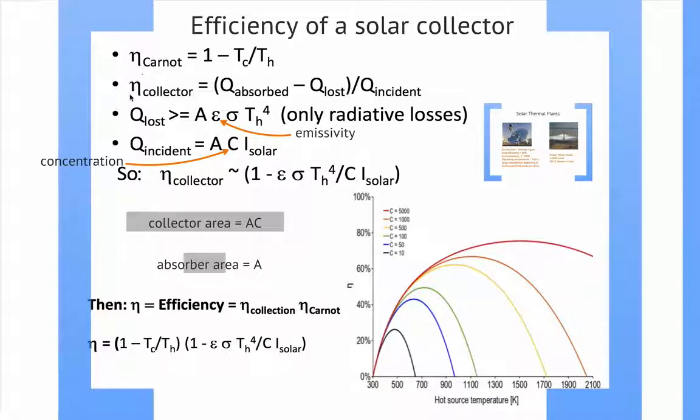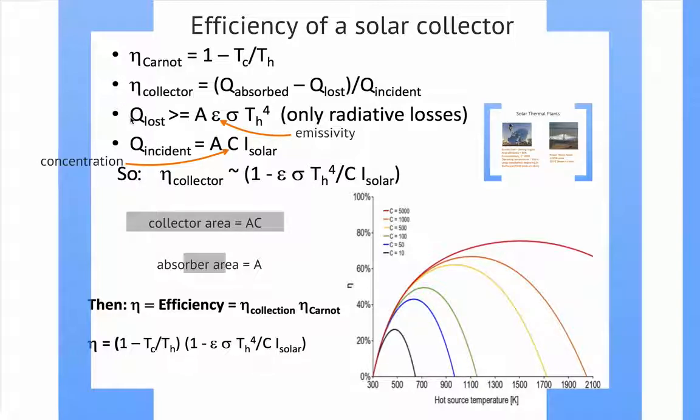The efficiency of the collector is a bit more complicated. We have to look at the absorbed heat by the collector, which could be, let's say, a hot water heater with a concentrator, whatnot, minus the heat lost. We'll talk primarily about radiative loss, as we said before. We'll come to that in a second. Divided by incident heat, which is of course the sunlight.